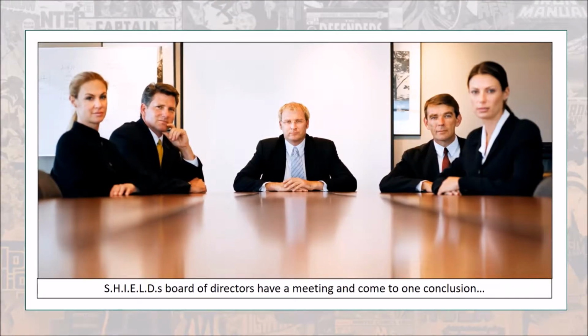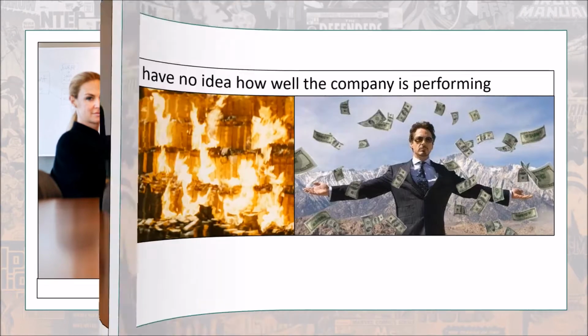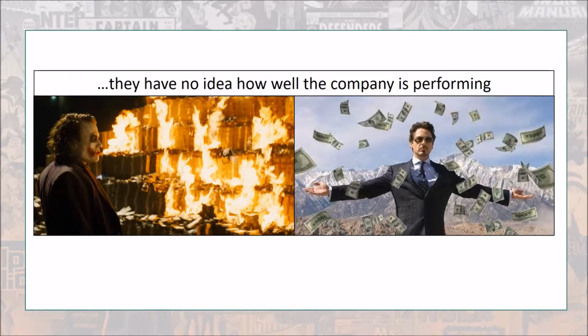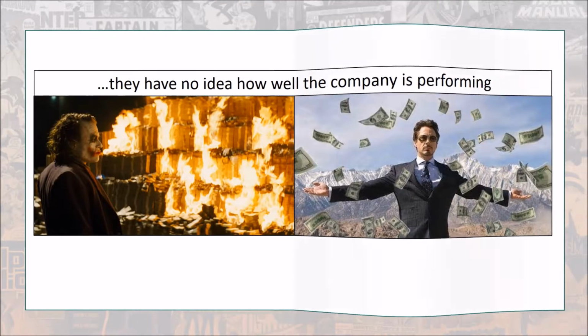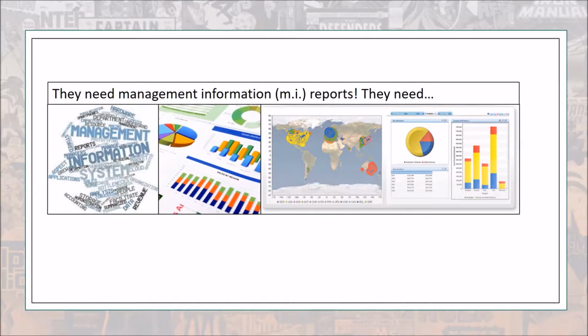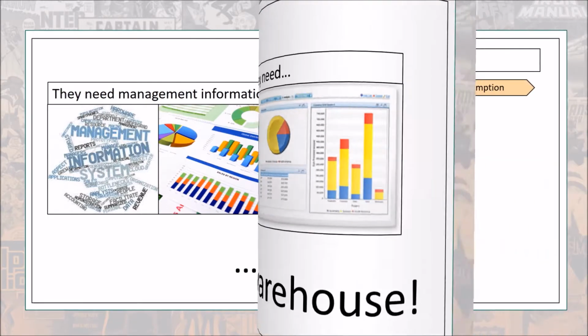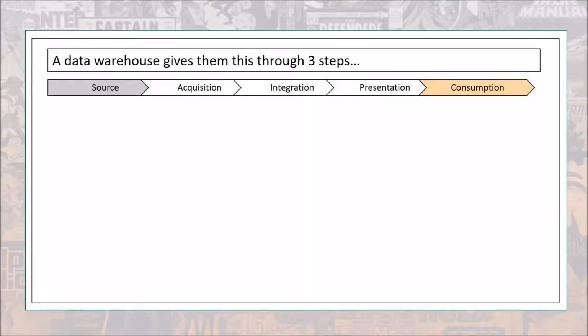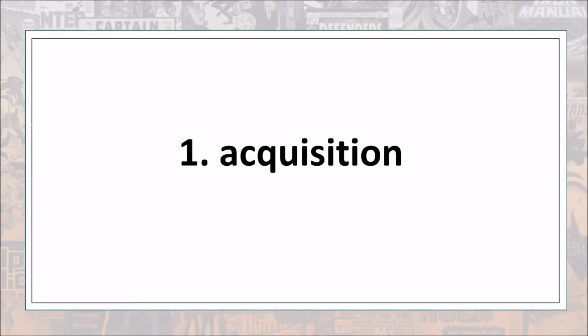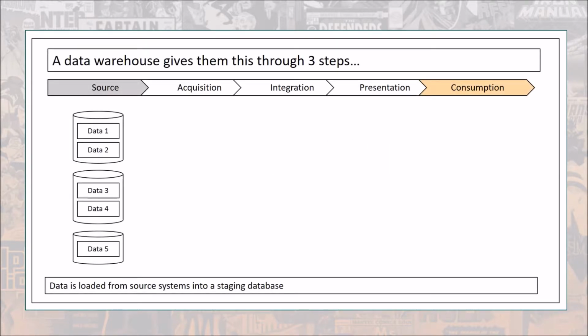So SHIELD's board of directors have a meeting and they come to one conclusion: they have no idea how well the company is performing. They need management information reports. They need a data warehouse. Okay, so a data warehouse gives them this through 3 different steps. Okay, acquisition. Data is loaded from source systems into a staging database.